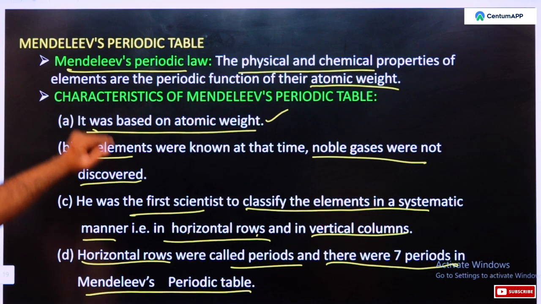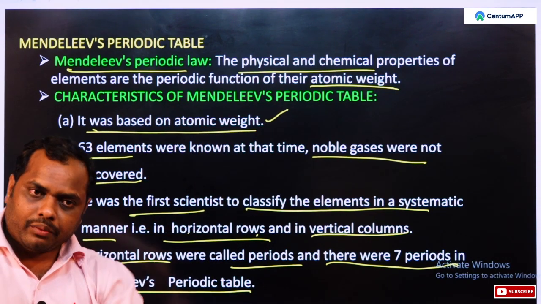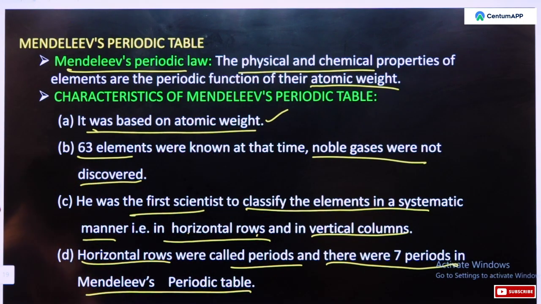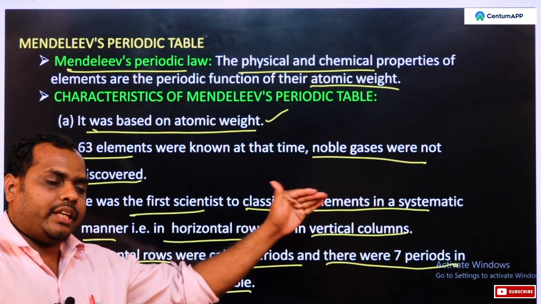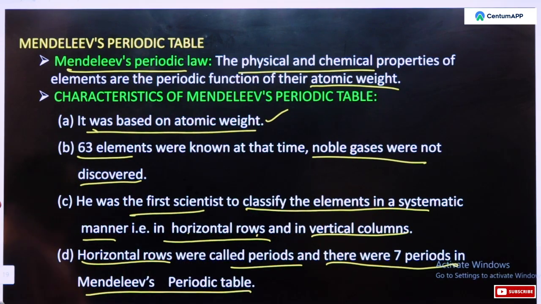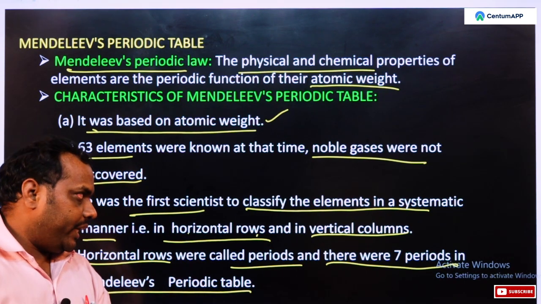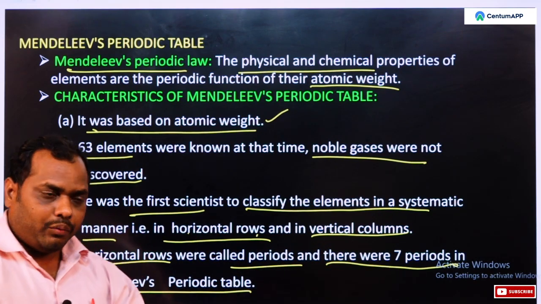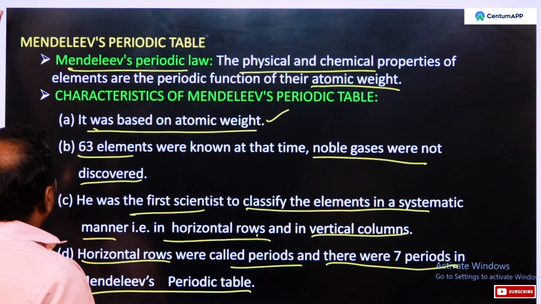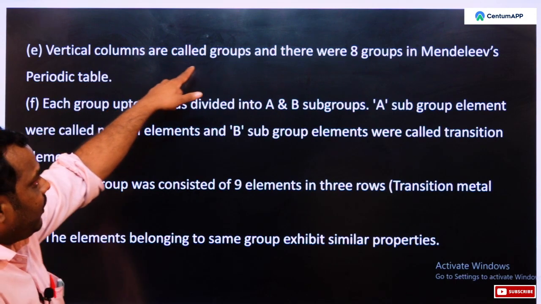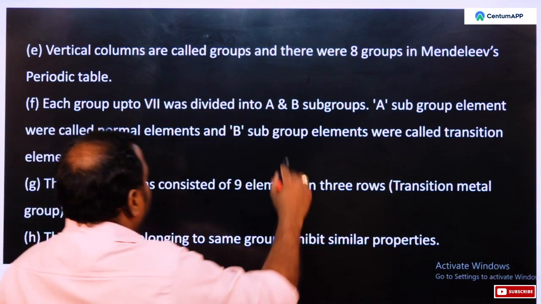These are my important points, the characteristic properties of the Mendeleev periodic table. First, it is based on atomic weight or atomic mass. 63 elements were known at that time, but noble gases were not discovered. He was the first scientist to classify the elements in a systematic manner, in horizontal rows and vertical columns. Horizontal rows are called periods; there are 7 periods. Vertical columns are called groups. How many groups are there? There are 8 groups in the Mendeleev periodic table.